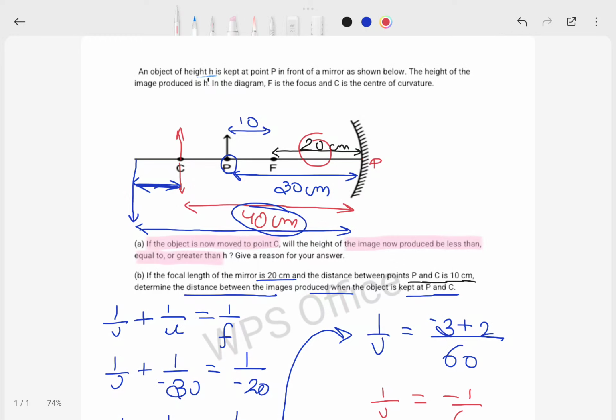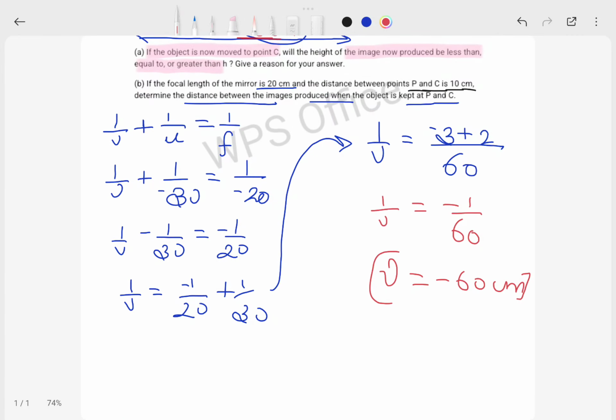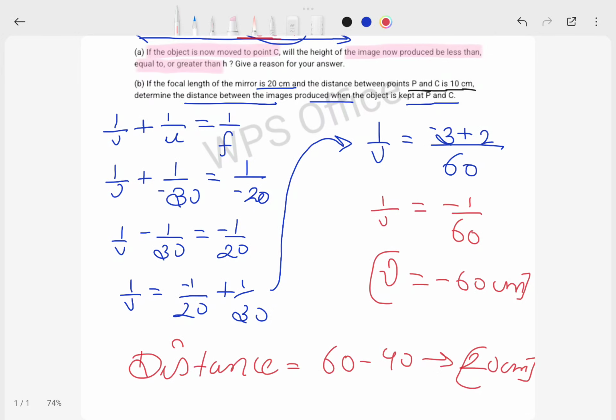It means that the image of the object situated at point P will be formed at a distance of 60 centimeter from the mirror. And when the object was at point C, its image was formed at 40 centimeter. Therefore, the required distance between the images will be 60 centimeter minus 40 centimeter. The answer will be 20 centimeter.